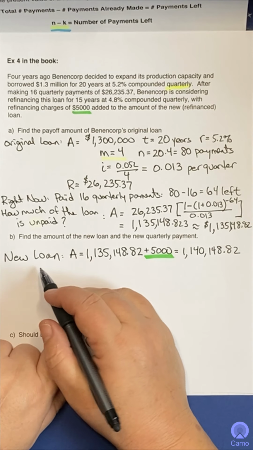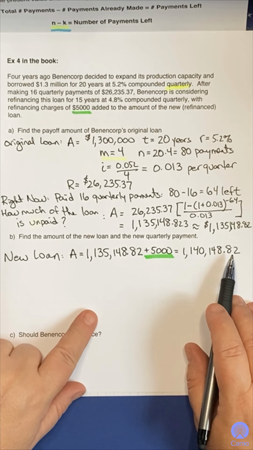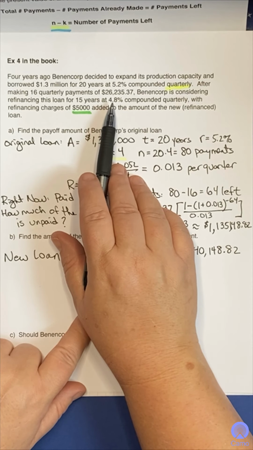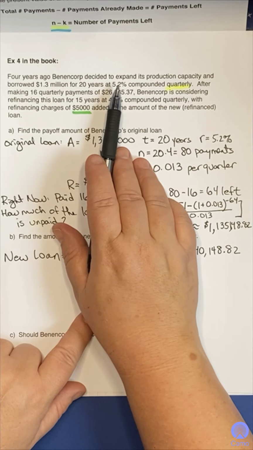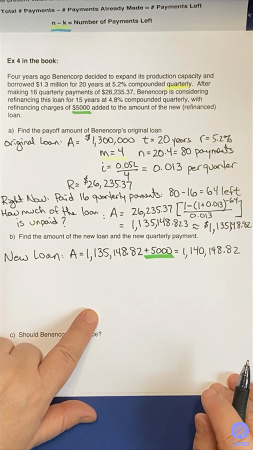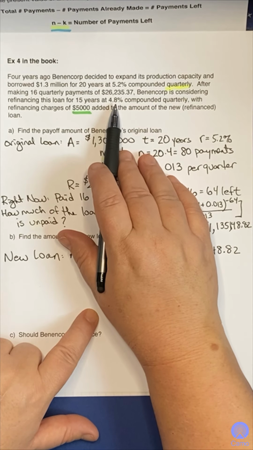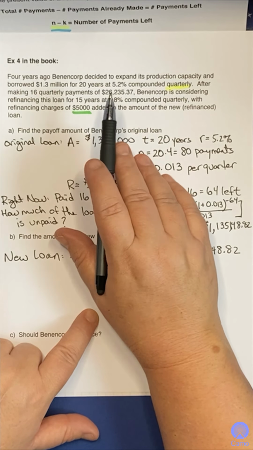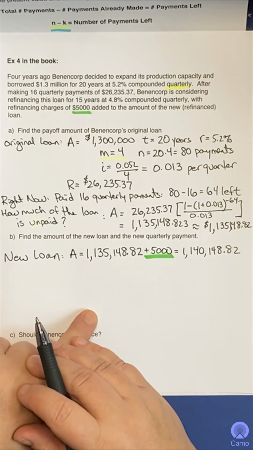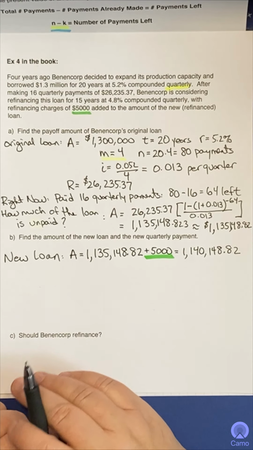For the new loan, we've got this A, this present value, this amount we want to borrow, and now the interest rate. What is the benefit of the new loan? Well, the new loan is going to be 4.8%, a slight reduction in the percentage. Now, what are we really looking at? Will we save enough money going from 5.2% to 4.8% to compensate for the extra $5,000 cost? That's what we're trying to weigh. Is that 0.4% interest worth spending $5,000 on?